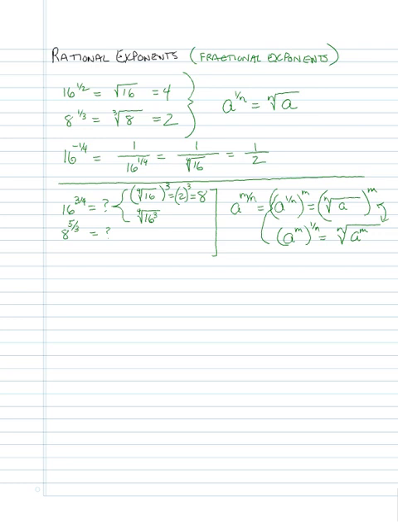And also in this second situation, 8 to the 5/3 power, we would probably prefer as well that we think in those ways, that we'll have a cube root of 8, and that cube root is raised to the 5th power. Well, the cube root of 8 is 2, so we have 2 to the 5th power, and 2 to the 5th power happens to be 32.